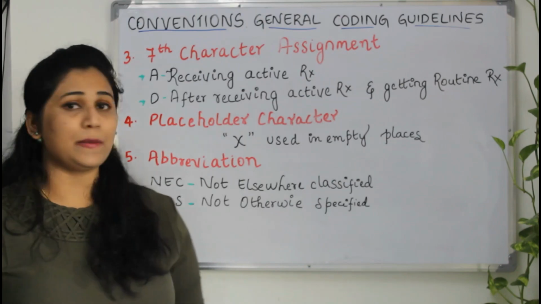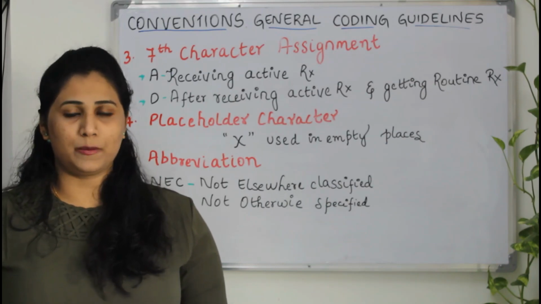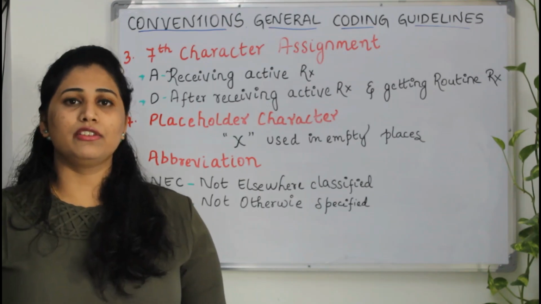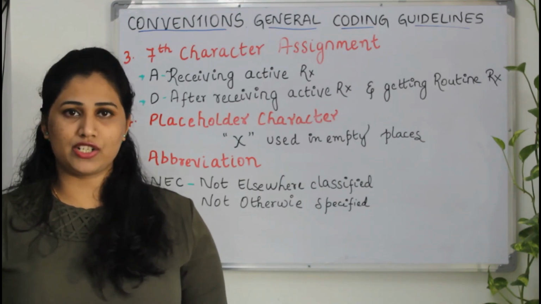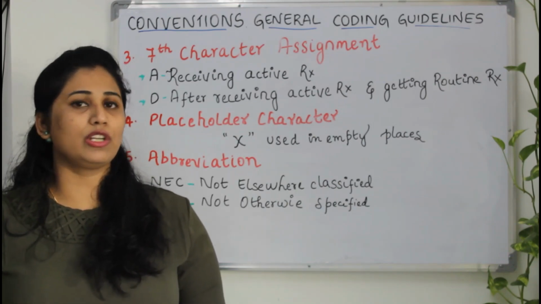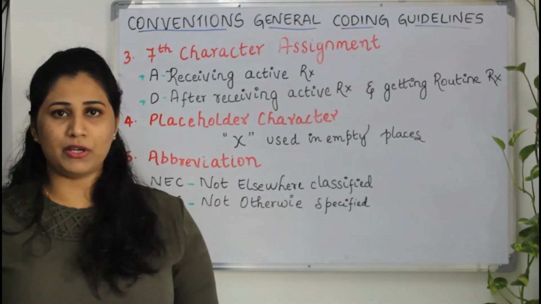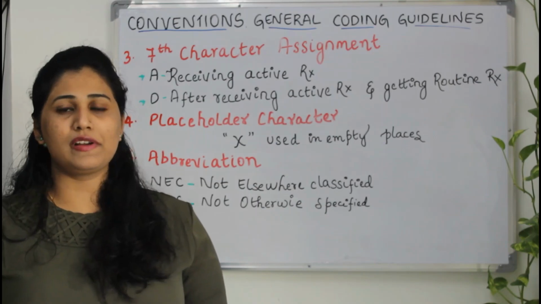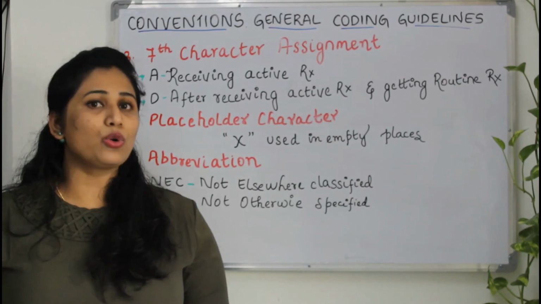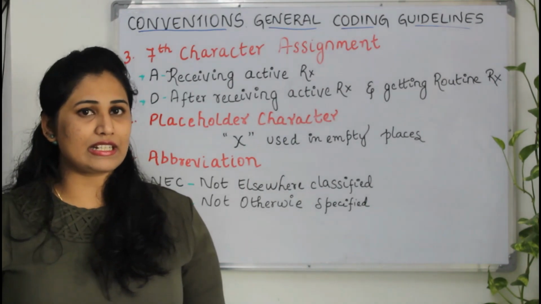Then what is alphabet D? After receiving active treatment, now the patient is coming for routine care. You will understand this simply when we talk about fracture care. For example, if the patient has undergone a tibial fracture, was hospitalized, and after the post-op procedure without any post-op complications was discharged, the patient will get discharged with a cast, right? So the patient is coming for the cast follow-up. In that case, it falls as routine care, and in that scenario we'll choose the seventh character as D.